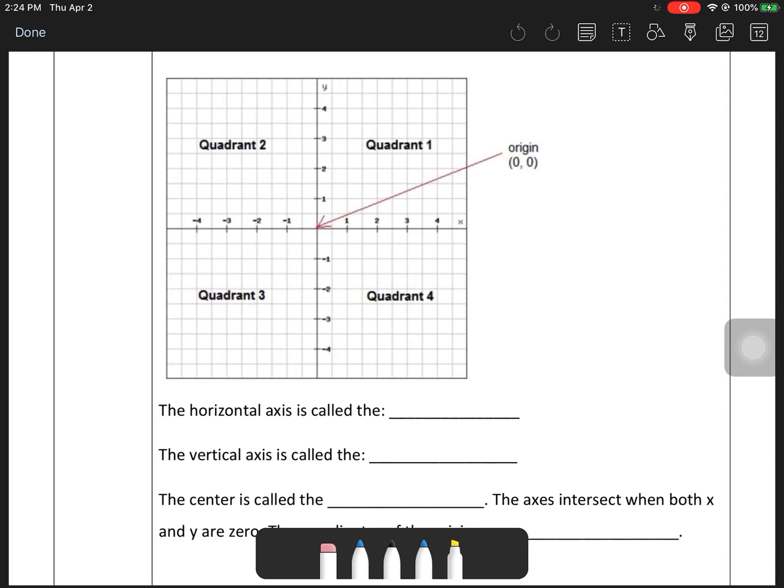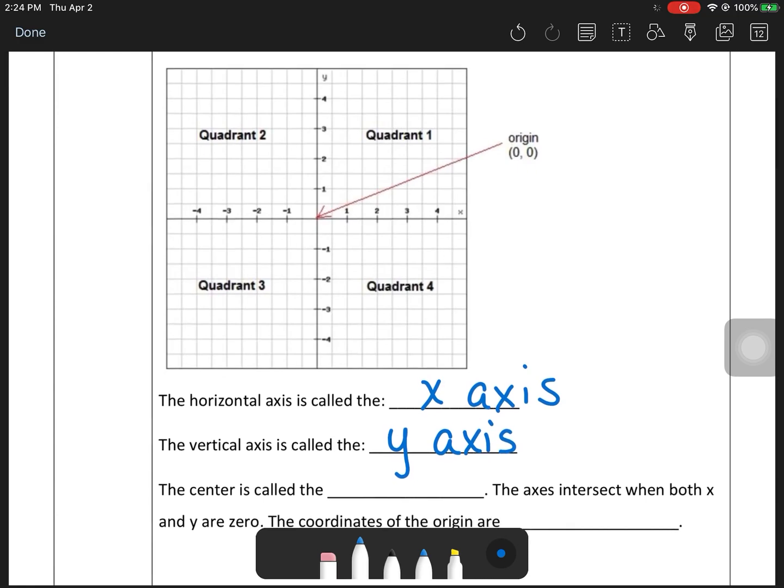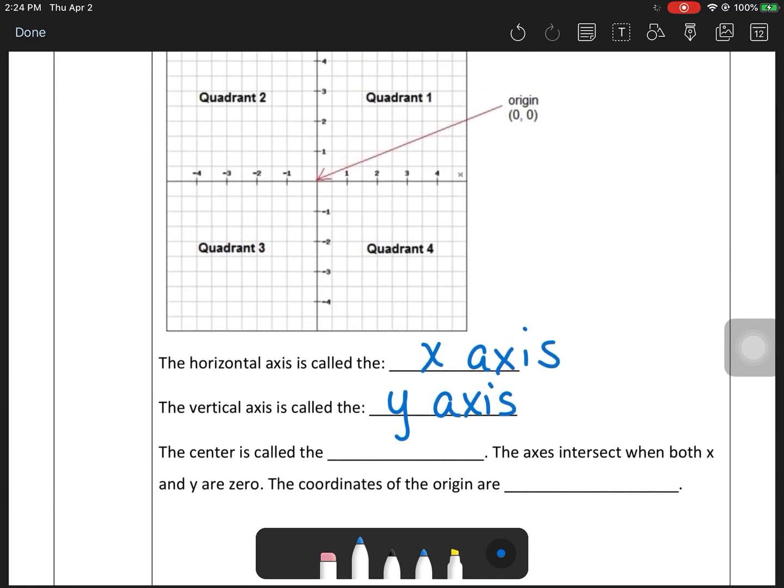The horizontal axis, horizontal is going across, which means left and right, is the x-axis. The vertical axis, the one going up and down, is the y-axis. The very center where those two cross is called the origin, and it has coordinates of 0, 0, x being 0 and y being 0.